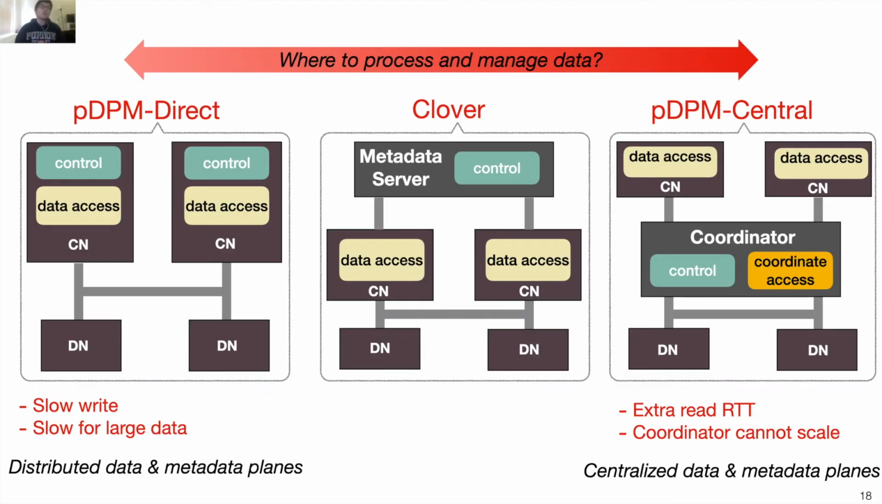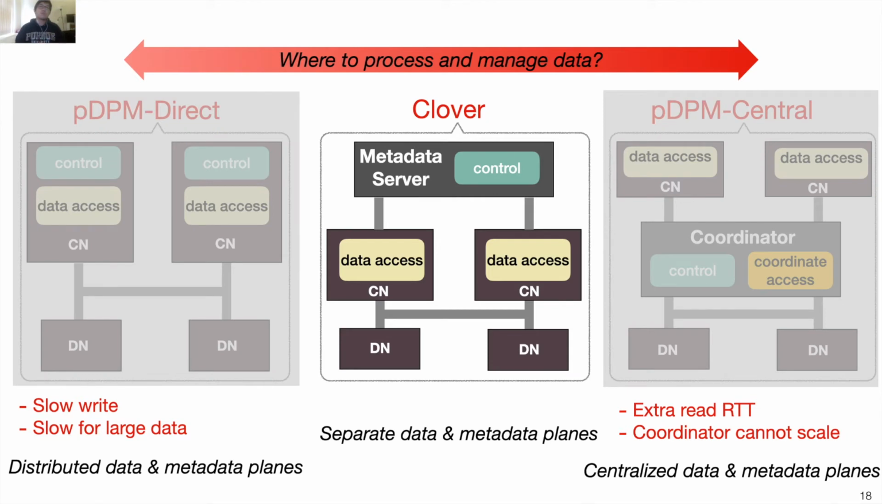Now I have walked through the direct and the central modes. Both have pros and cons. For direct, 4 RTT write is slow, and checksum calculation for large data is also slow. For central, reads incur an extra RTT, and the coordinator cannot scale. At a high level, direct uses distributed data and control planes. Central uses centralized data and control planes. To mitigate the drawbacks of these designs, we propose to separate data and control planes. Now, I will present our final pDPM product, Clover.